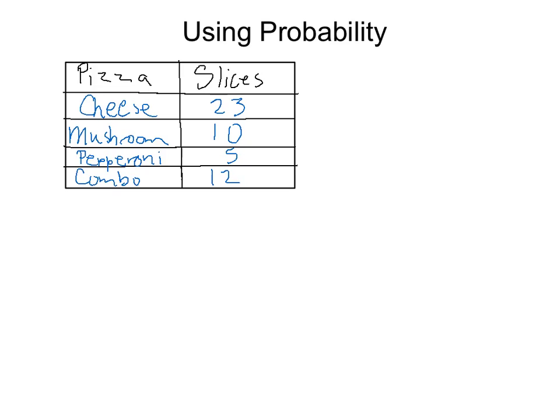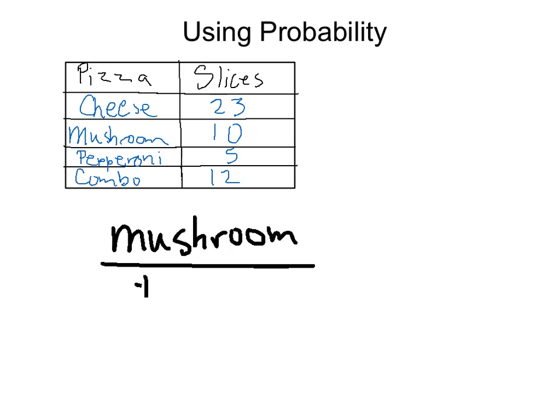So then they may ask us questions like, what is the probability that someone will order a slice of mushroom pizza? And so what I would say is, usually when I do probability, I'll say, okay, they want mushroom. And they want it out of everything, so I'm going to put mushroom over my total. And this helps me figure out what I want my fraction to be. Exactly. So my mushroom, there were 10 slices.